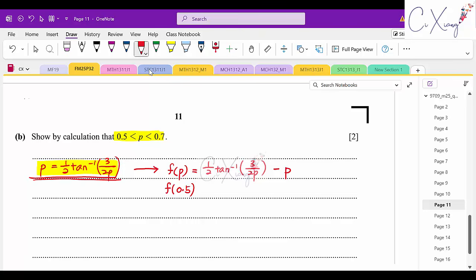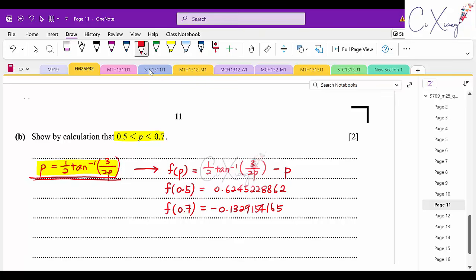Next, I have to substitute it into my equation. They said p lies between these two values, so the sign change should happen between these two values. So I substitute 0.5 as f(0.5), and I substitute 0.7 into function f also. Then you press the calculator to help you. When you press the calculator, this is the answer that you should get. Actually, this value itself is not important, but we actually want the sign only. Is it a positive value or negative value?